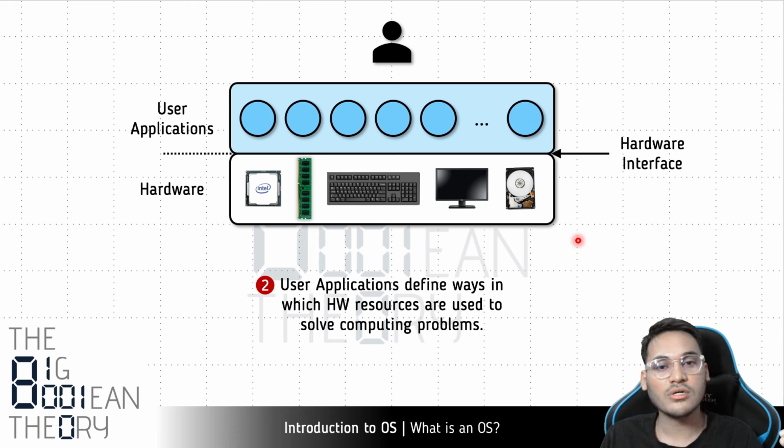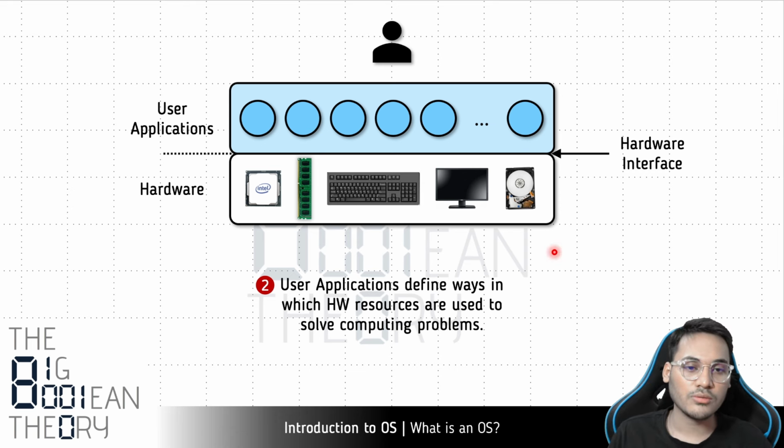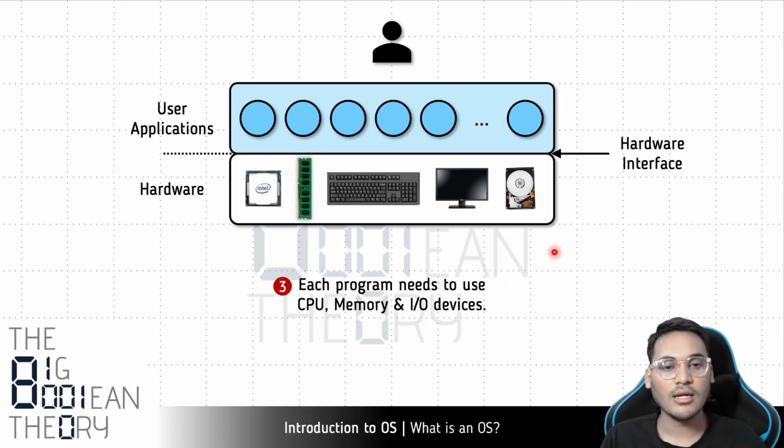All of them will use the computing power, the memory storage, and use the IO devices to interact with the user. So no matter what the user application is trying to do, which computing problem it is trying to solve, all of these applications will be using the same set of computer hardware, right? So this brings us to the next point, is that all of the user applications need these hardware resources. Each application needs the CPU, they need the memory, and the IO devices.